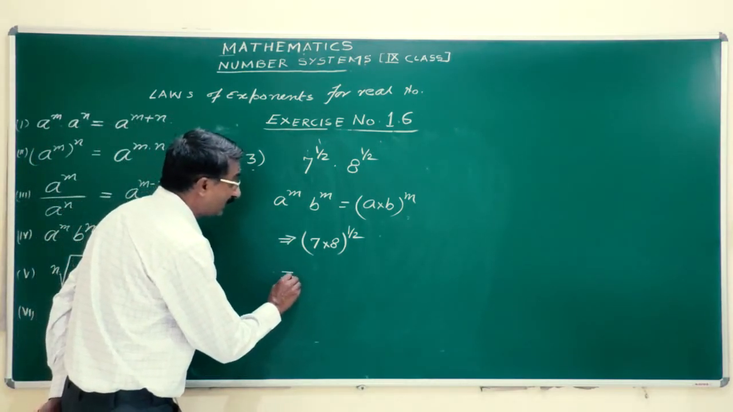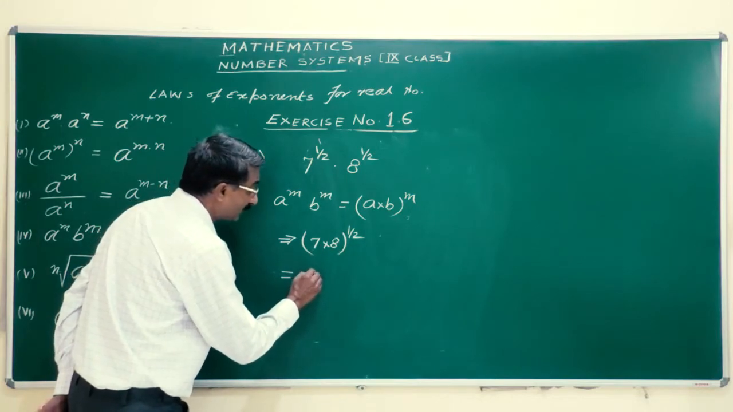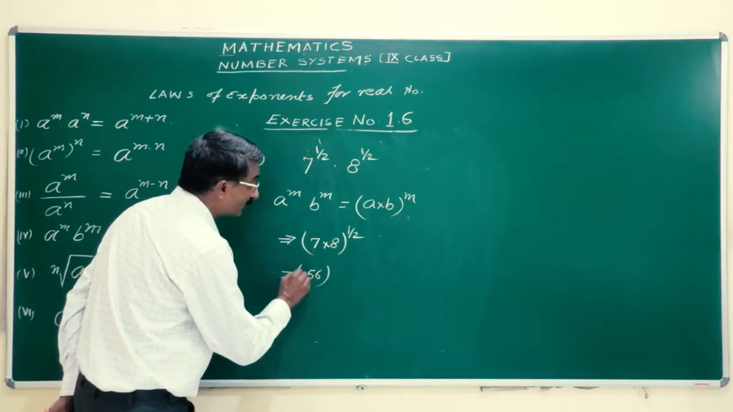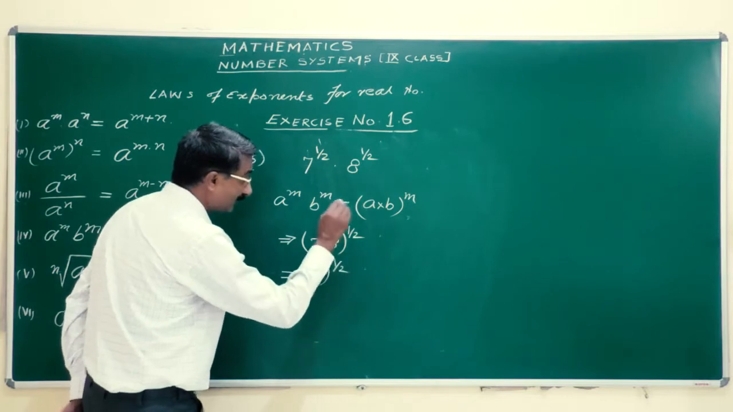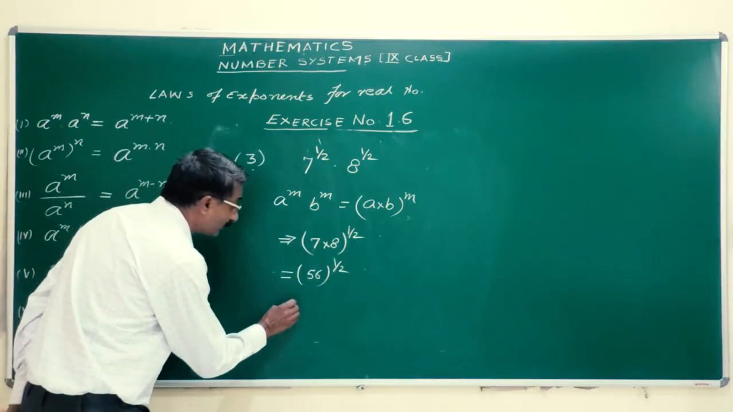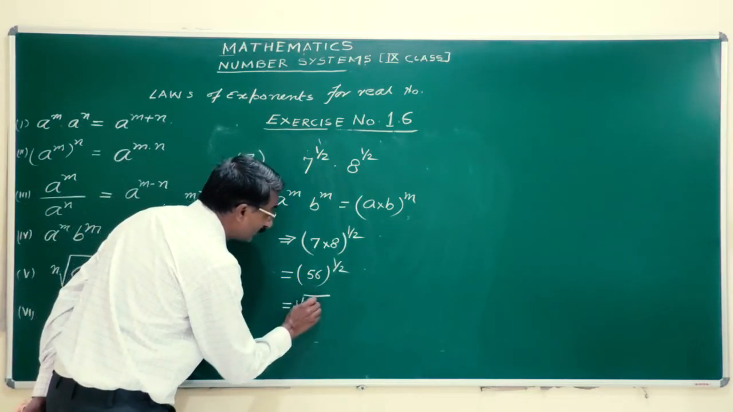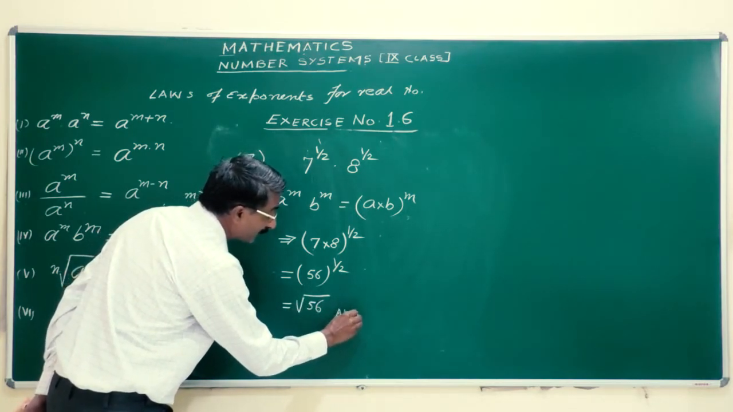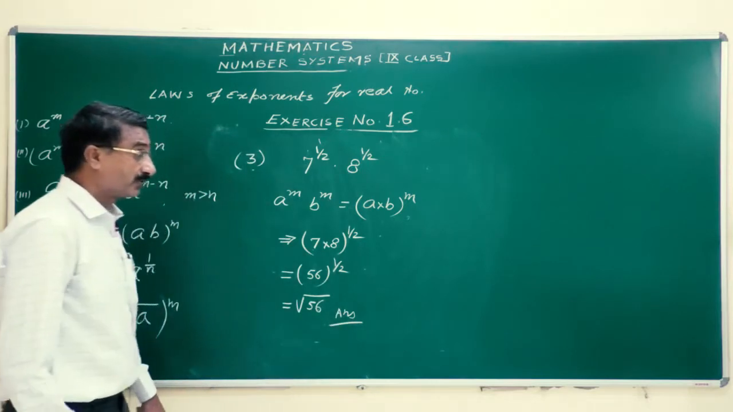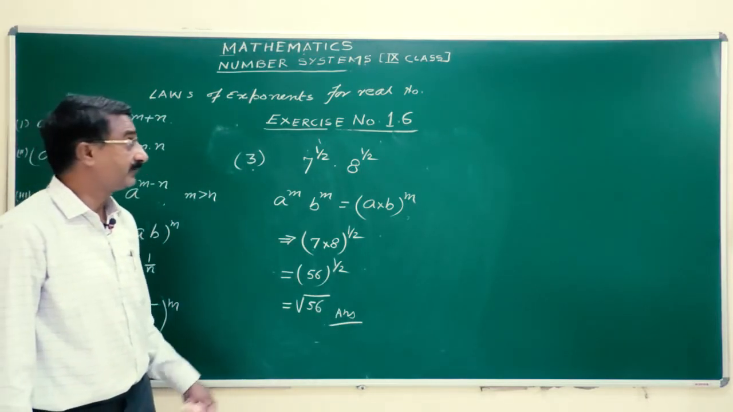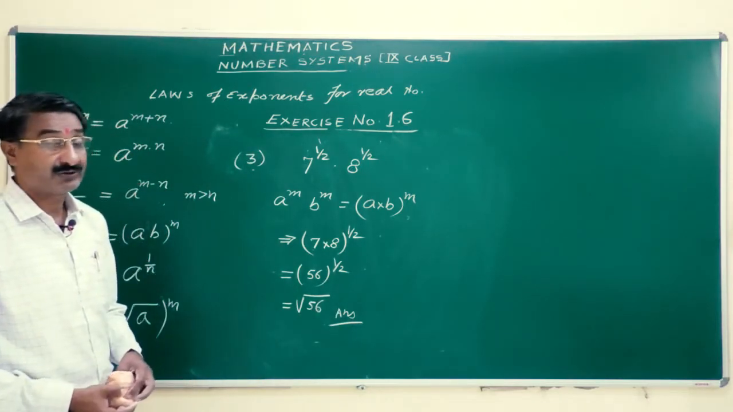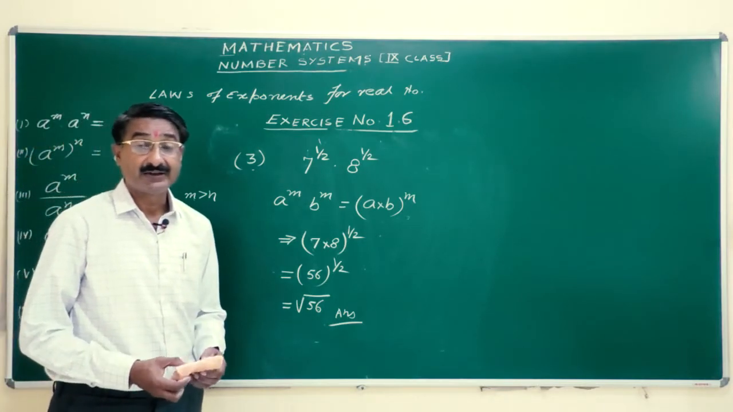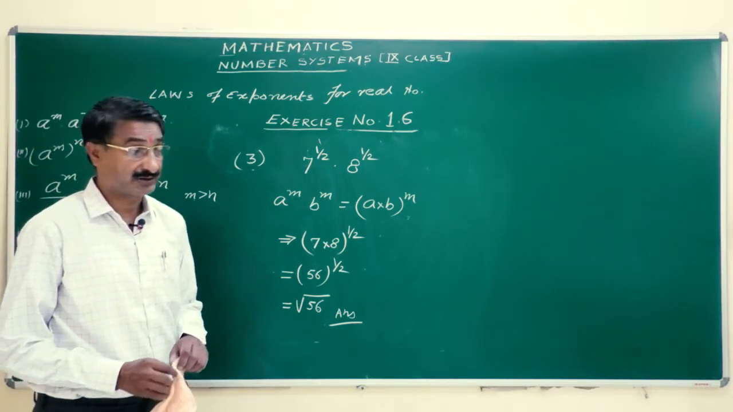So that is again equal to 56 raised to the power 1 by 2, or you can write under root 56 is the answer. So this is the last question of the exercise 1.6 and of your chapter, number system.